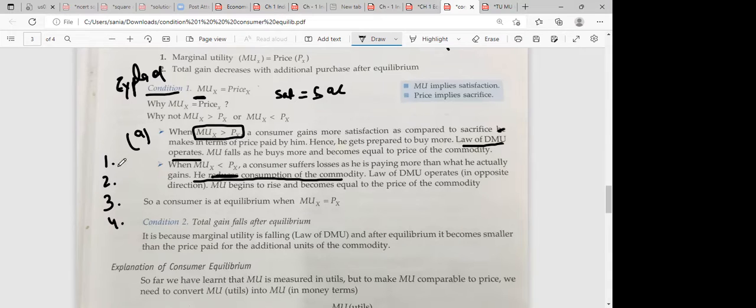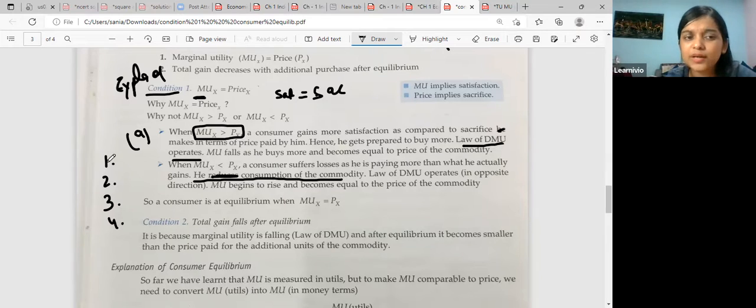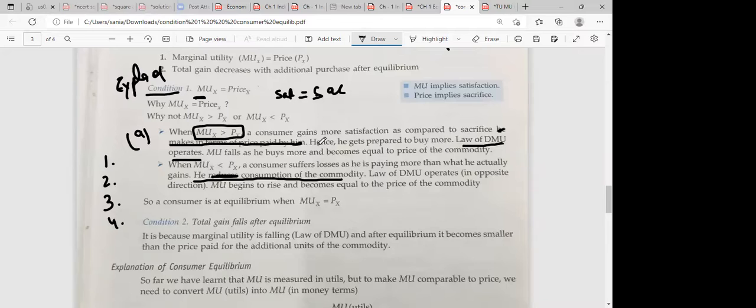We have to write the points itself; we cannot just directly write it. If you want to write it in a paragraph, you can, but don't get confused, you don't have to write this line. So when MUX is greater than PX, a consumer gains more satisfaction as compared to sacrifice.